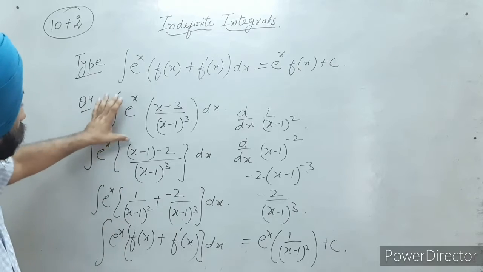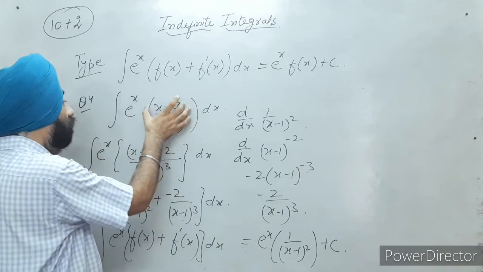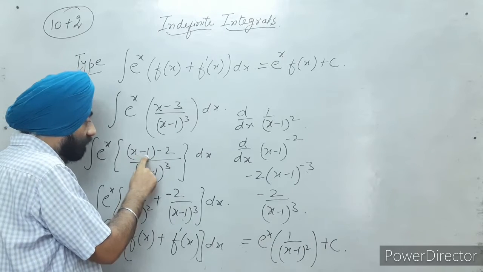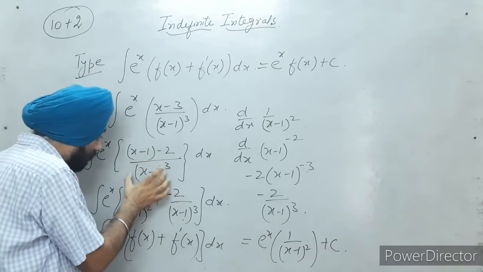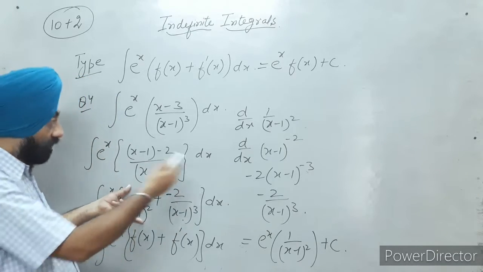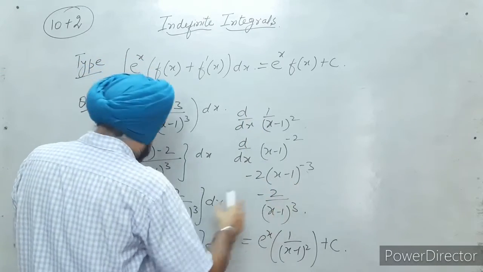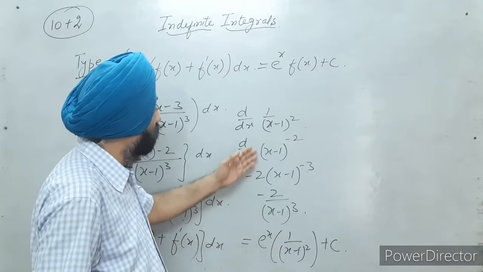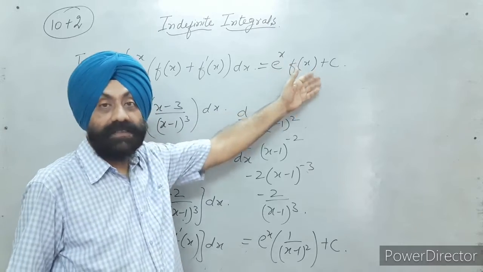Now, what was done? I have modified the numerator. It is x minus 3. I have written it as (x minus 1) minus 2. Just divided it separately. I got, this is f(x). Its derivative is this. It is f dash (x). So write the answer as e the power x f(x) plus c.